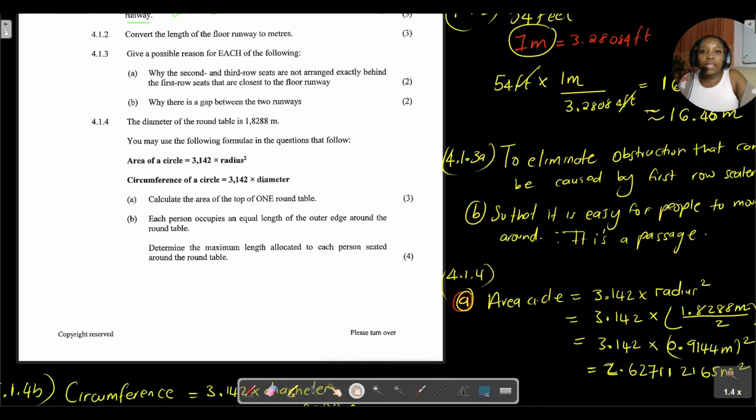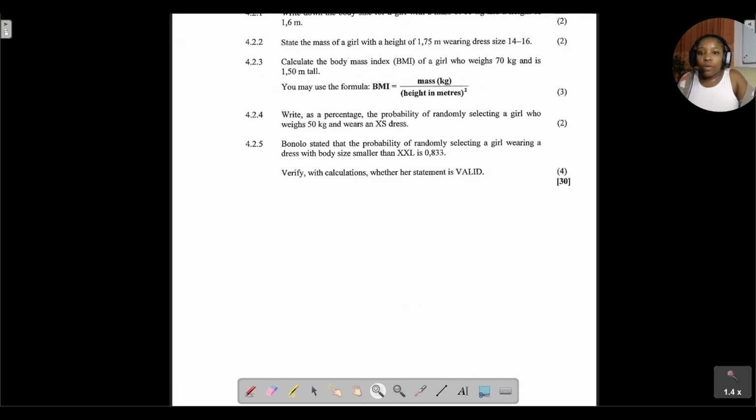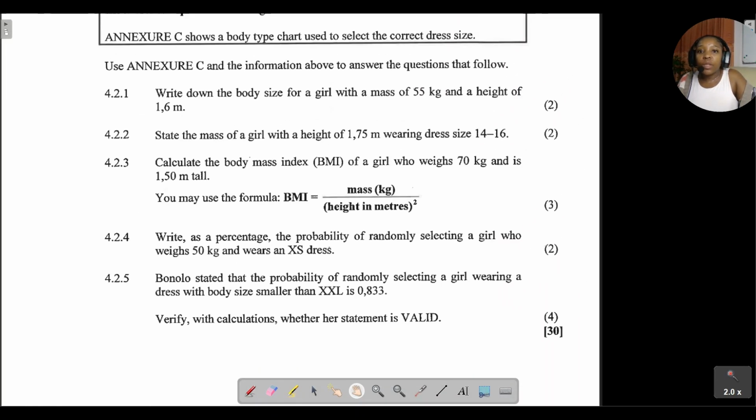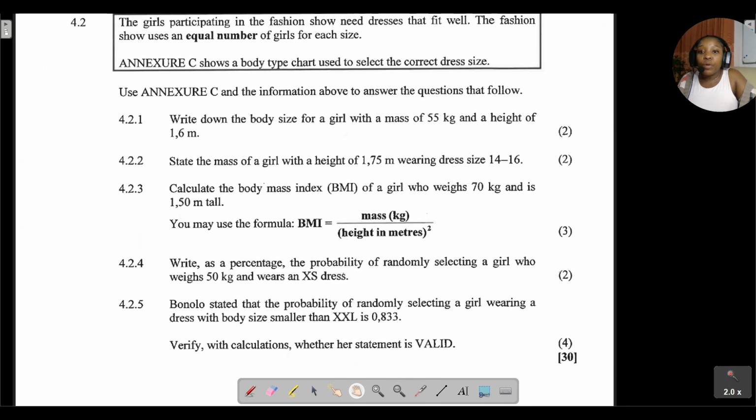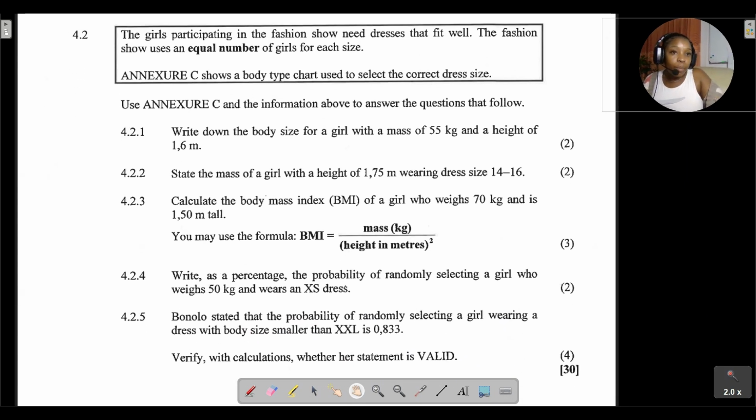Cool stuff, right? Let's have a look at question 4.2. Question 4.2 deals with BMI. I hope you have watched my revision tutorials for paper 2. We have gone through calculating a line scale, bar scale, number scale, BMI, surface area, volume, everything. Please make sure that you've gone through those video tutorials.